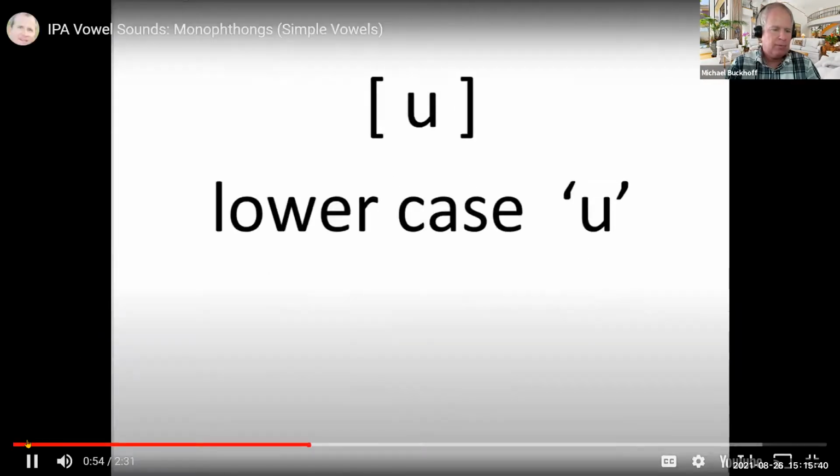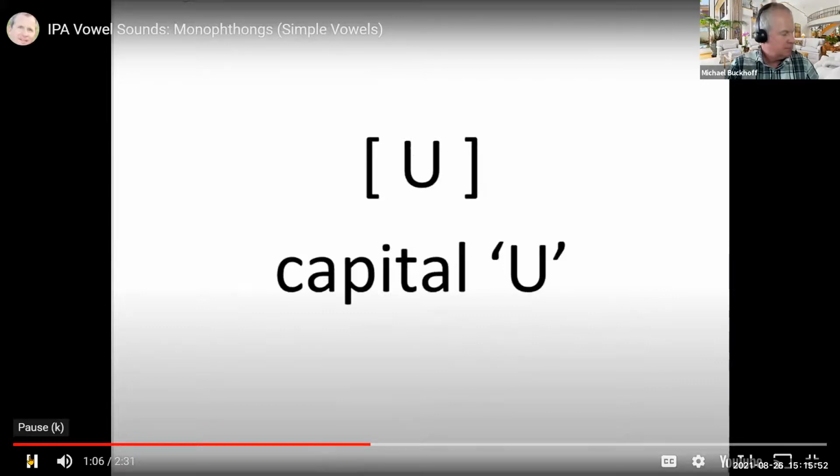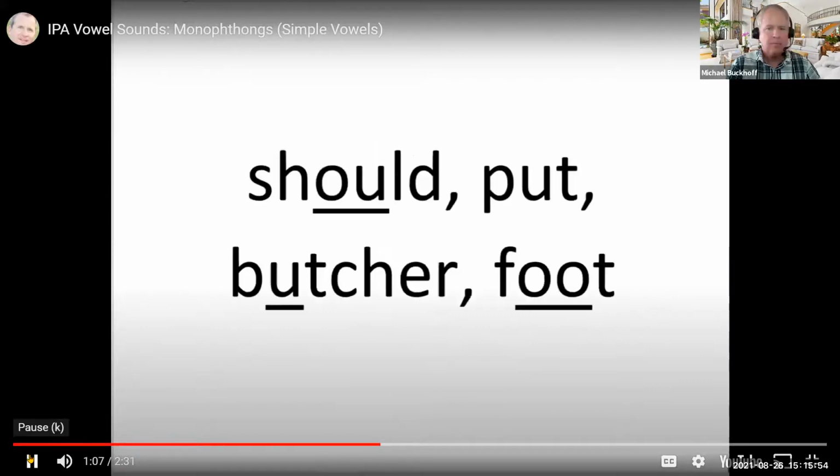Lowercase u: hoop, who, sewer, beauty, through, moon. Capital U: should, put, butcher, and foot.